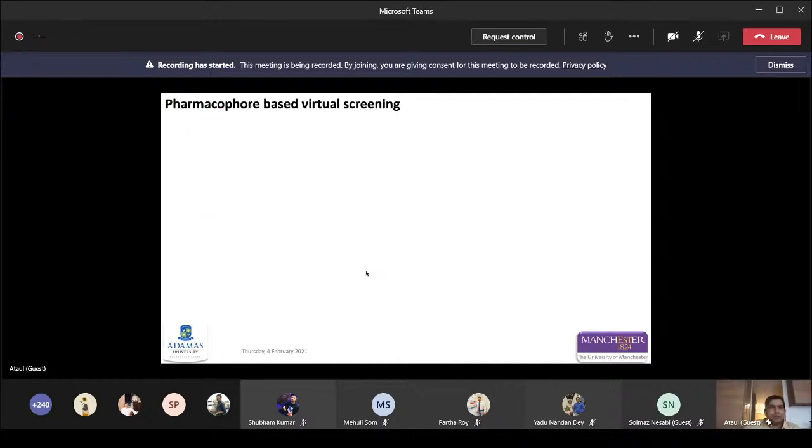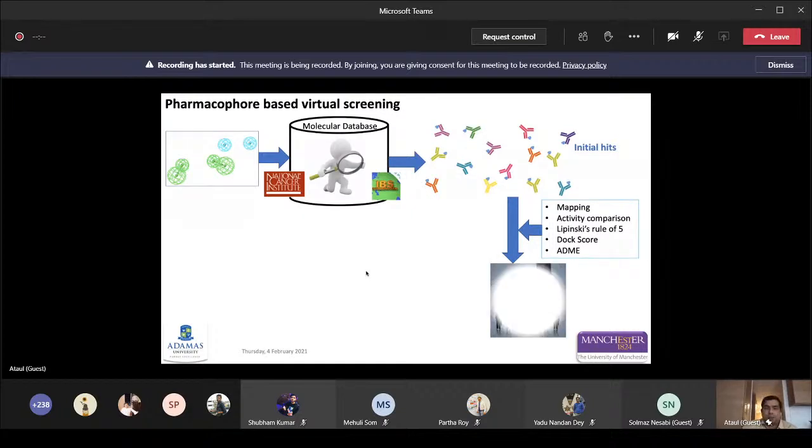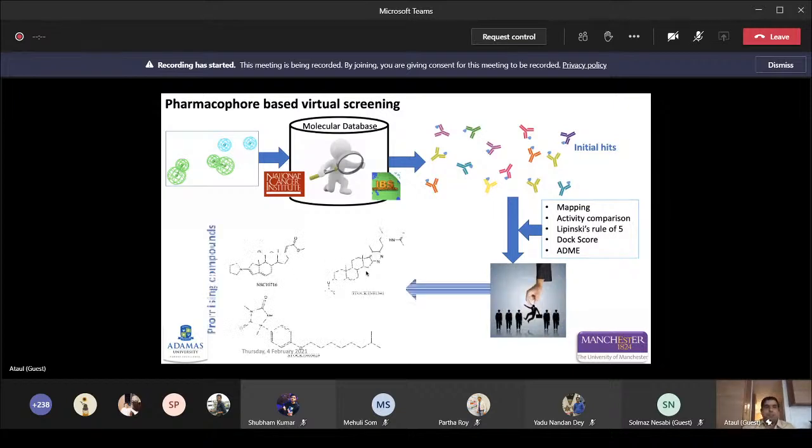And this is very briefly the pharmacophore based virtual screening. Once you have the pharmacophore model, you can submit it to the molecular databases, and this model will go to the molecular database and fit each of the molecules, and it will retrieve some molecules based on this pharmacophore model. These are called the initial hits, and then you can use a number of criteria. These are the common ones, but you may have other criteria depending upon your research project, and then you have to select the best molecules.